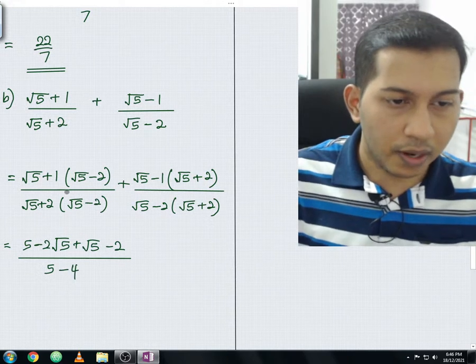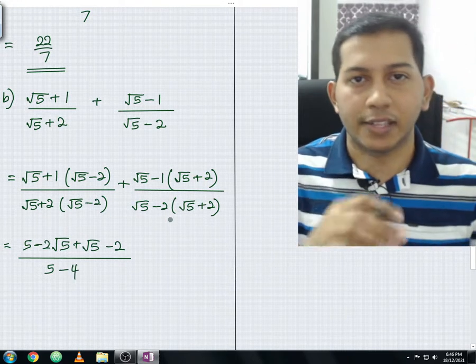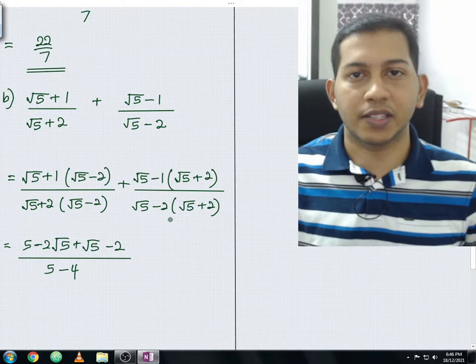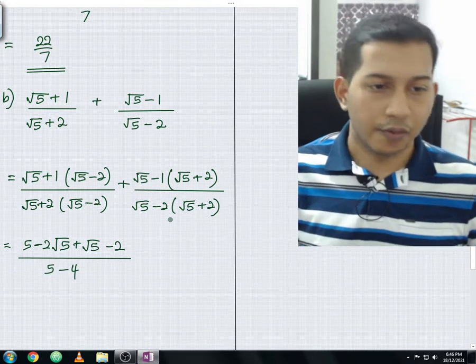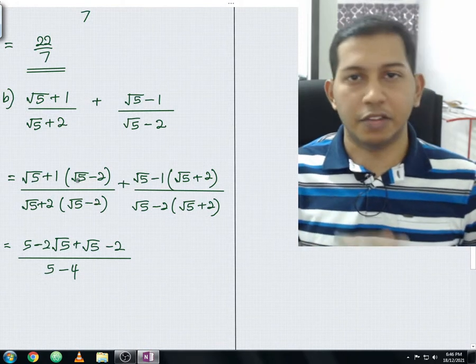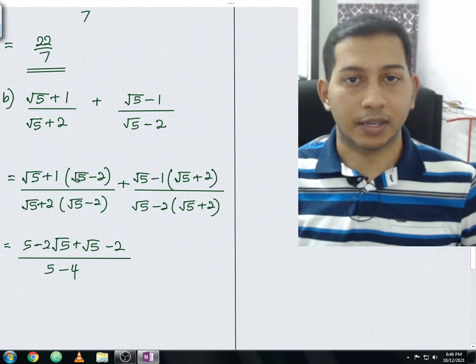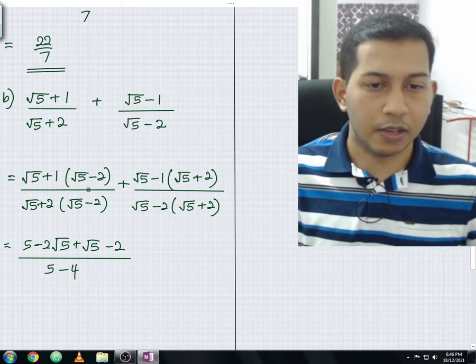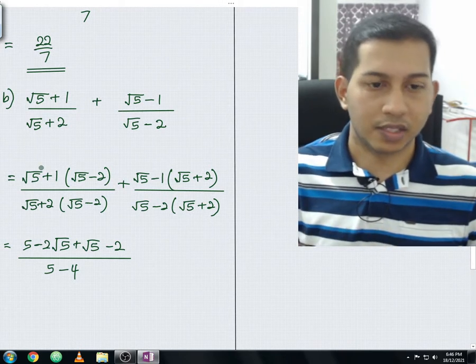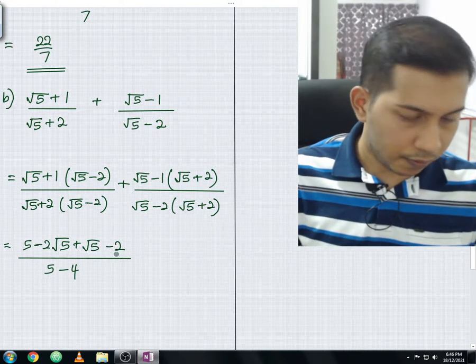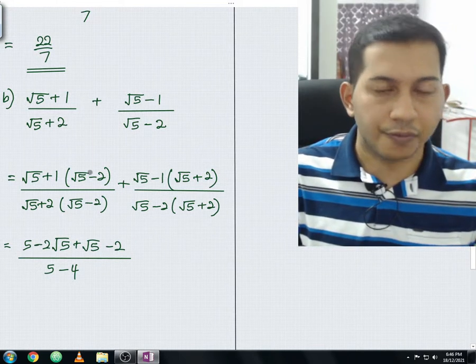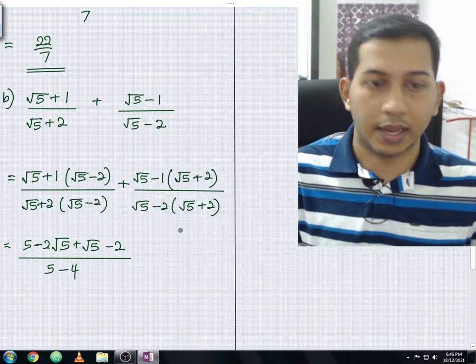So only for the denominator we apply the a square minus b square equals to a minus b times with a plus b. For the numerator, unfortunately you need to perform the manual expansion. So for the numerator you need to be more careful in your steps. So from here we are already done with our first fraction. Let us take a look at the second fraction now.